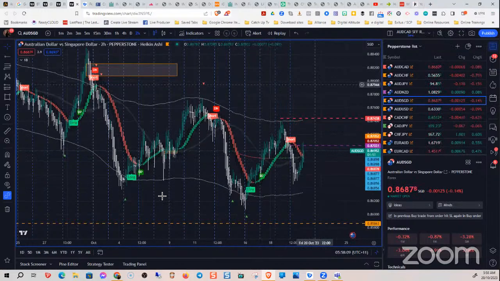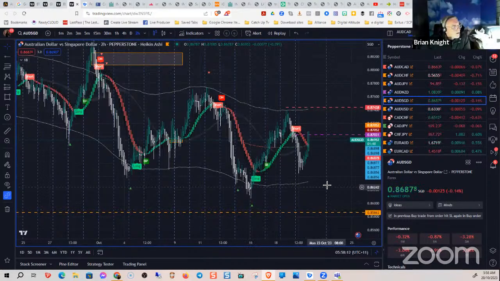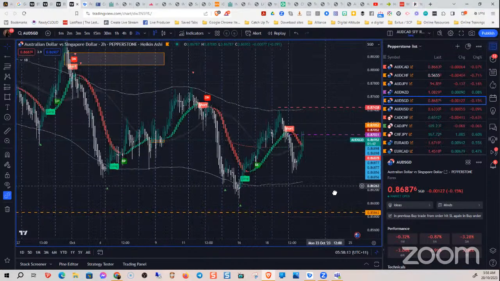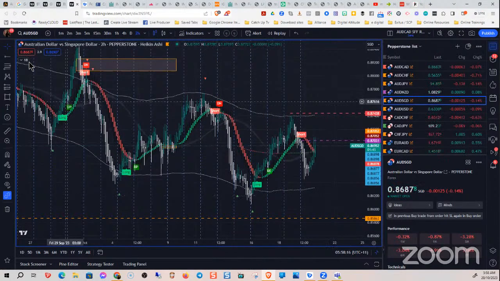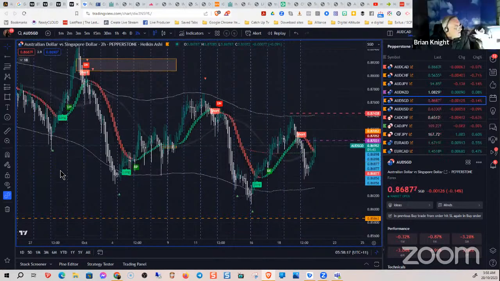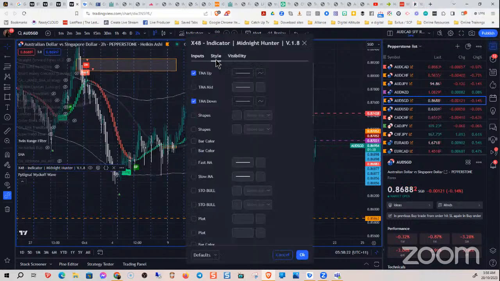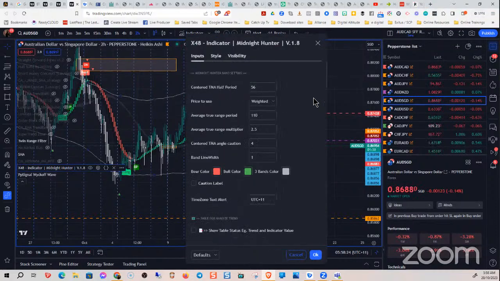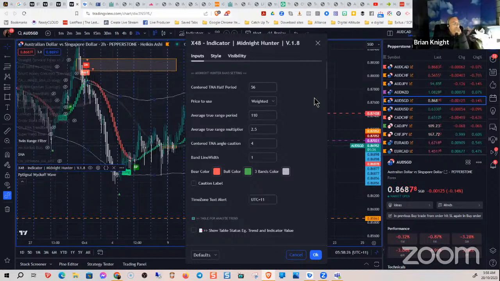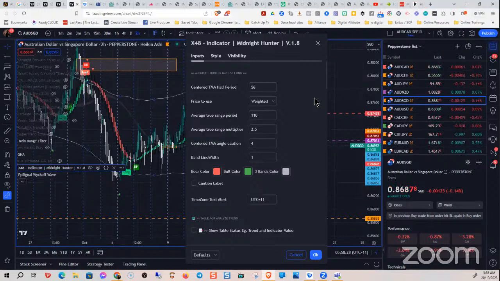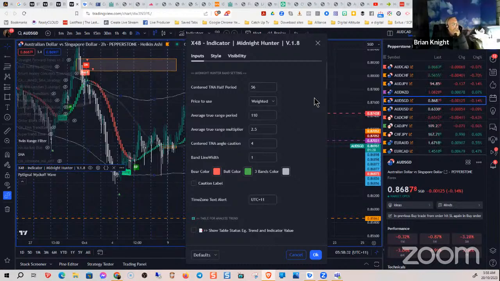Yeah, for me. If you're, and I'm just saying, for some reason, your settings are different, and they're messing you up. Well, it's not. Because if I look at mine, I won every single trade. Not one trade did not go back up or back down. So did you say that these are the same? 56 weighted, 110, 2.5, 4 and 1.